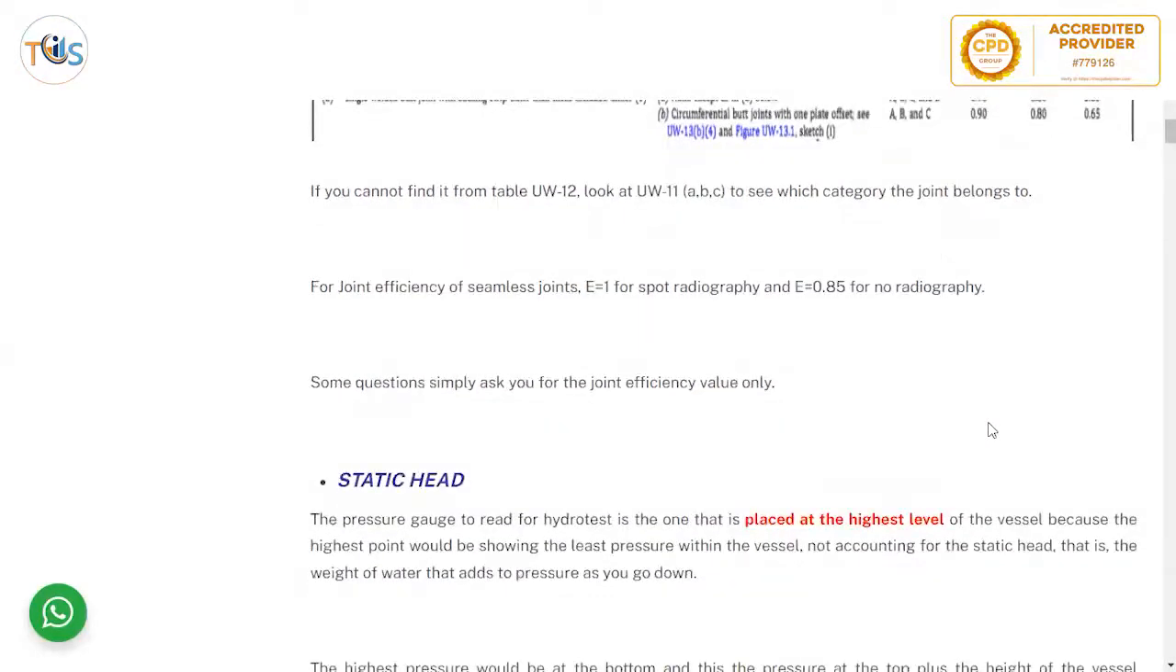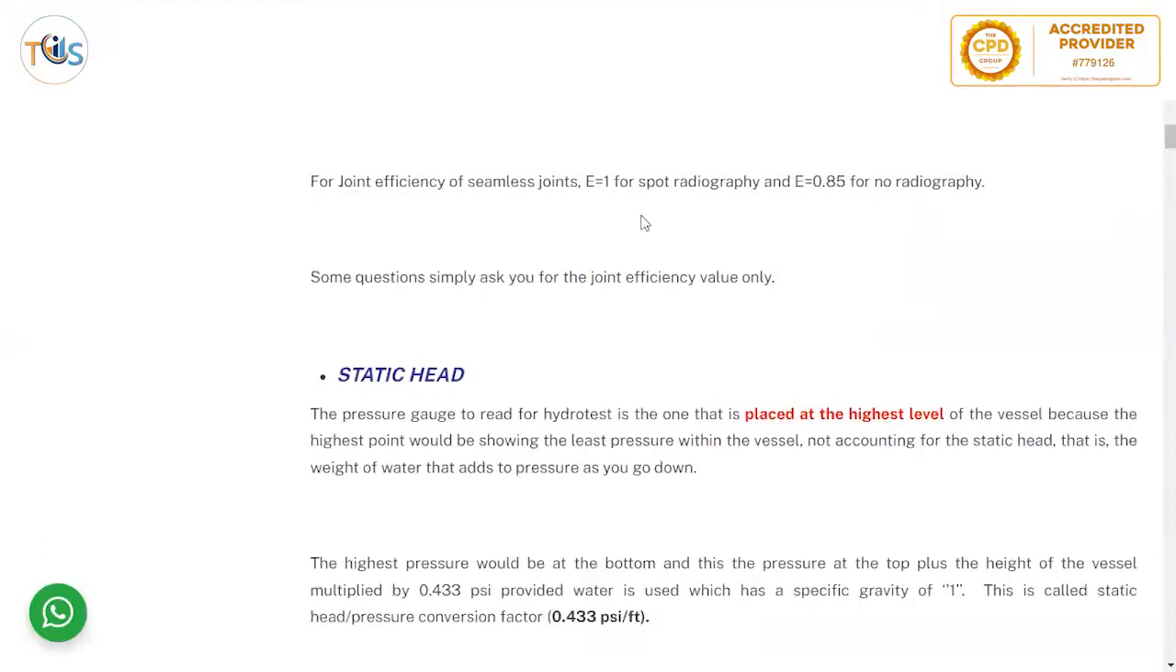For joint efficiency of seamless weld, E is 1 for spot radiography, and E is equal to 0.85 for no radiography. Now, some people ask, if it's seamless, there is no weld, so why is there a joint efficiency?